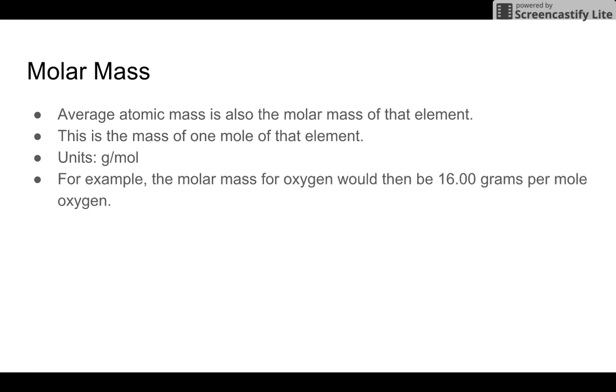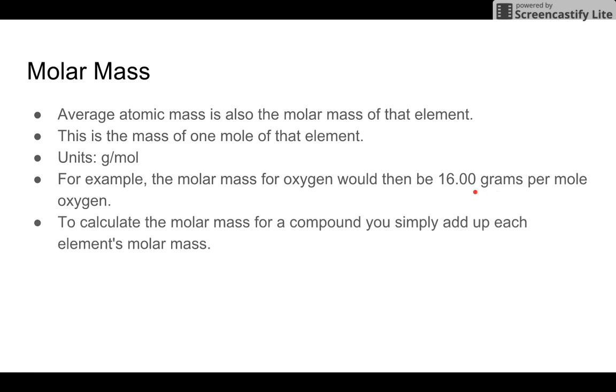As an example, if we were to take oxygen from the periodic table, the average atomic mass, which is accounting for all the isotopes of oxygen, is 16 AMU. If we reapply this in terms of molar mass, we say that it's 16 grams per mole of oxygen. And to calculate the molar mass for a compound, we simply add up each element's molar mass.